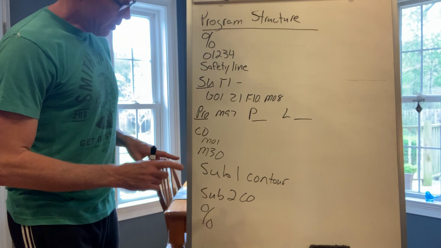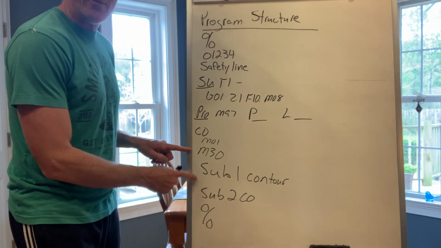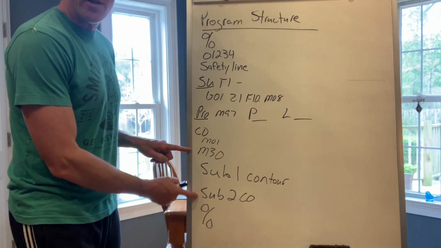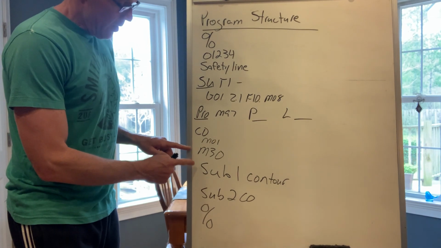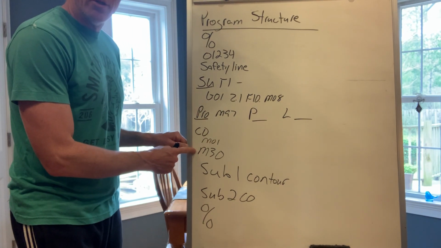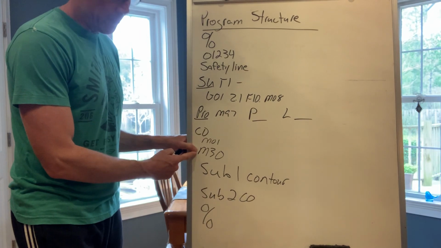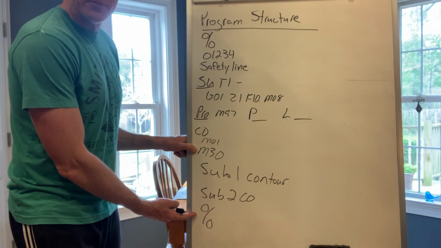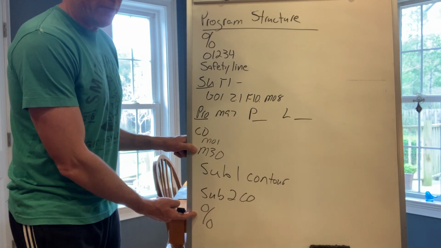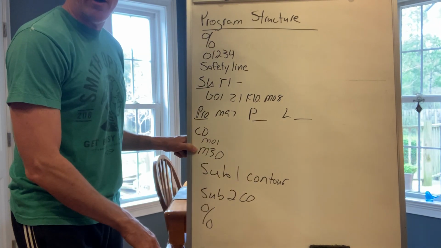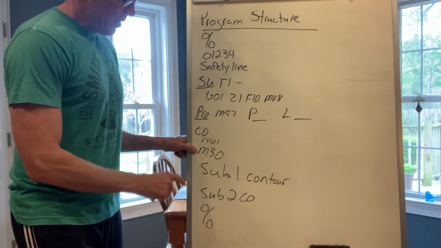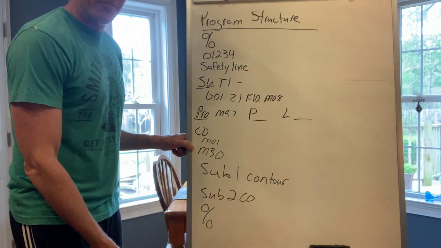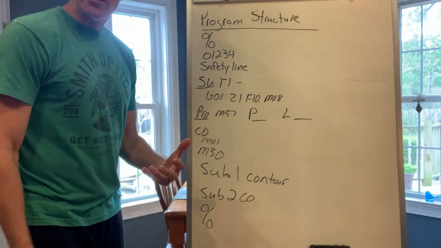The most important thing is your subs. No matter how many subs you have, in this case I'm running 2 subs, sub to closeout, sub to contour, they have to come after that M30. But they have to be before the percent sign. That's where they have to be located. If you put them anywhere else, it's not going to read it right, and you're going to mess things up. After the M30, before the percent sign. All right? That's the key for doing that.